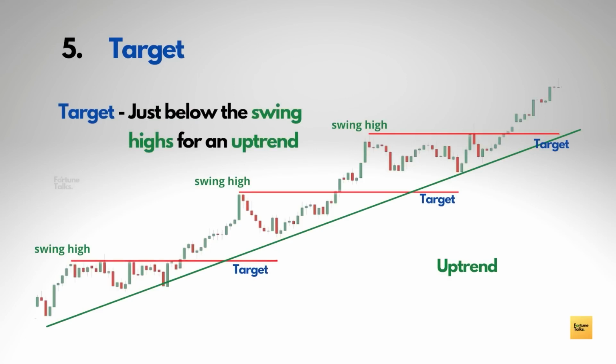Now, if you are looking to buy a pullback and you went long and the market is moving favorably in your direction, you can look to take the profits just before the swing high, or before the nearest resistance if you are an intraday trader. And you can ask me, why not after the swing high, or why not at the swing high, or why not at the resistance level?